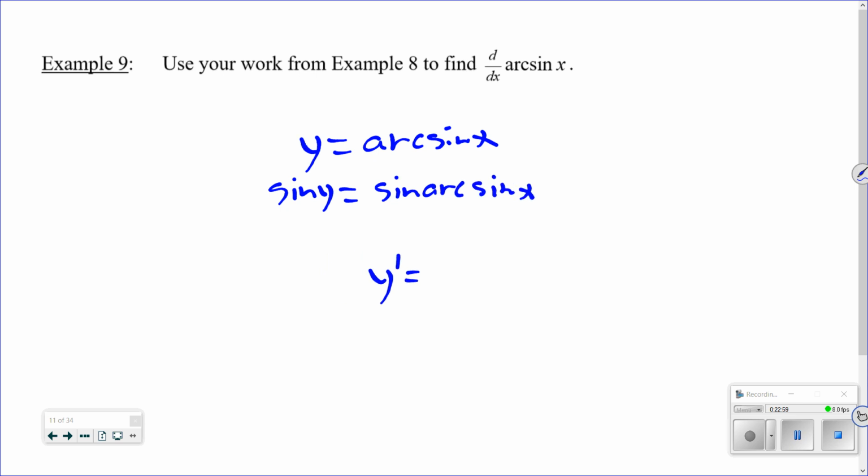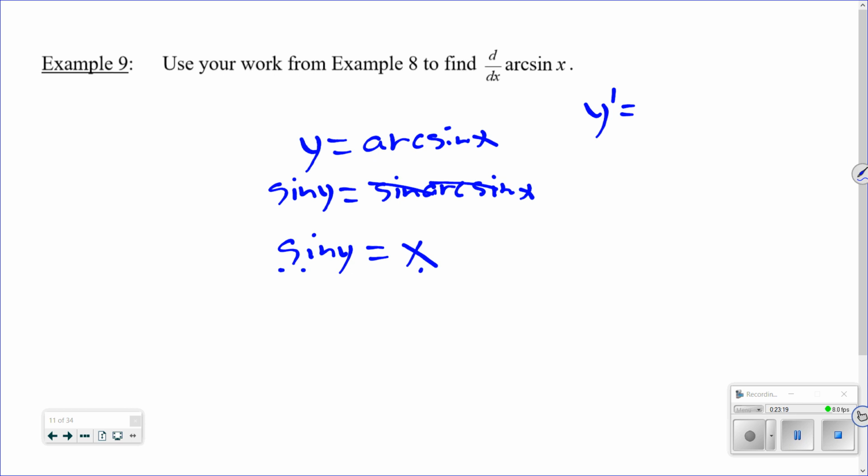I'm going to move this out of the way really quick. The reason why I did that is now I have the sine of y, and these two cancel out, sine and arc sine. So that just leaves me with sine of y equals x. I know how to take the derivative of sine of y, and I know how to take the derivative of x. I didn't know how to take the derivative of arc sine. So in this form, I can take the derivative. We have to do implicit differentiation.